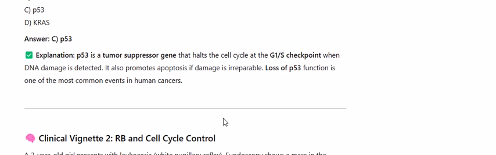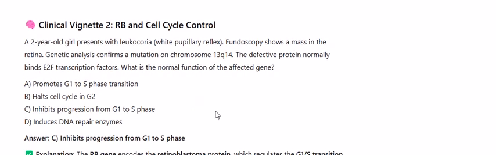Clinical Vignette 2. RB and cell cycle control. A 2-year-old girl presents with leukocoria, a white pupillary reflex. Fundoscopy shows a mass in the retina. Genetic analysis confirms a mutation on chromosome 13q14. The defective protein normally binds E2F transcription factors. What is the normal function of the affected gene?